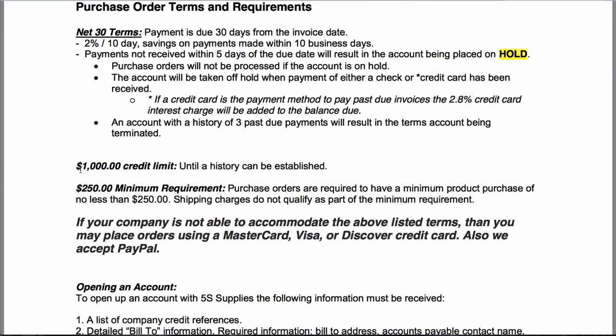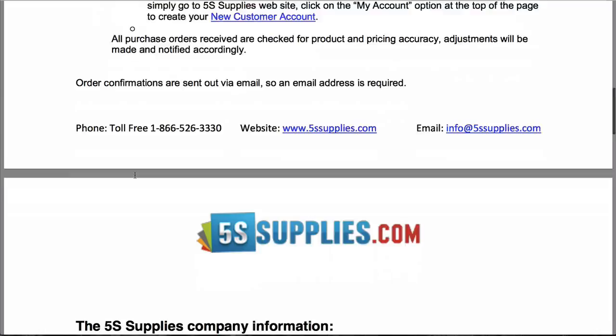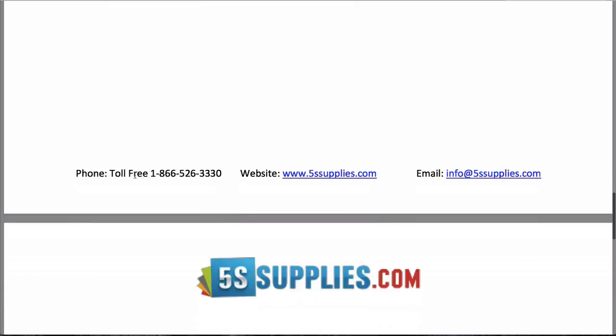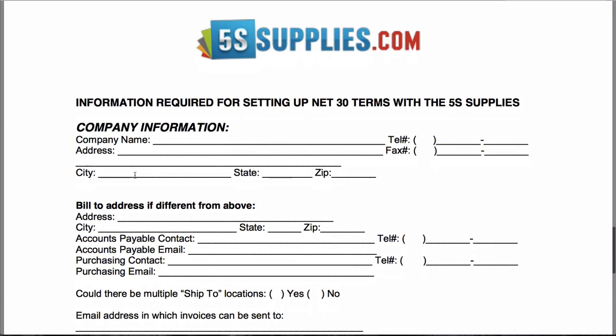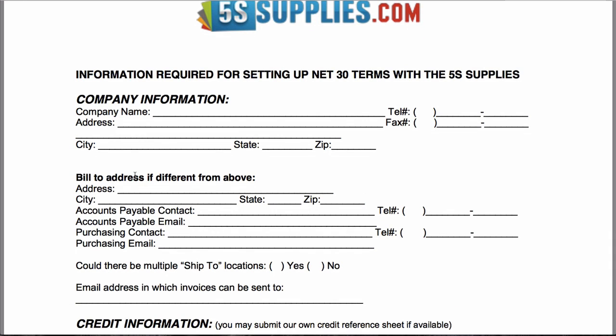As you can see, they're offering a $1,000 credit limit, and every company is different in terms of how low or high they set the Net30 account when you start a relationship with them. Again, this is not necessarily something you may get right off the bat, but if you get to a point where you're able to set up a Net30 account with your supplier, essentially almost all the applications look the same.